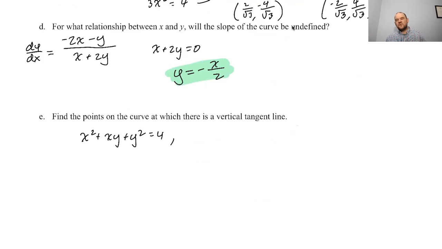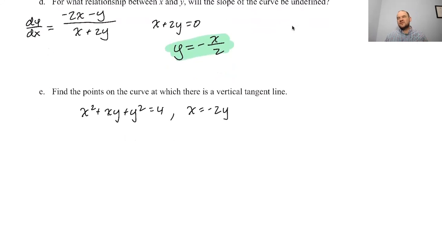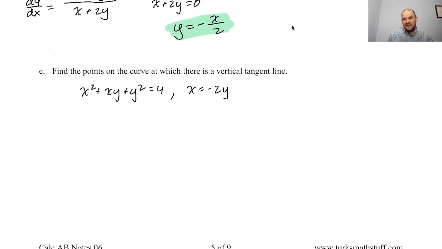I can either use y equals negative x over 2 and sub that in, but I get fractions, which is kind of gross. Or I can use x equals negative 2y. I'm going to choose that because it just makes the math a little easier. I'm avoiding fractions, which I'm not afraid of, obviously. Who's afraid of fractions? But I'd rather not use them if I can avoid them. So I get 4y squared minus 2y squared plus y squared equals 4.